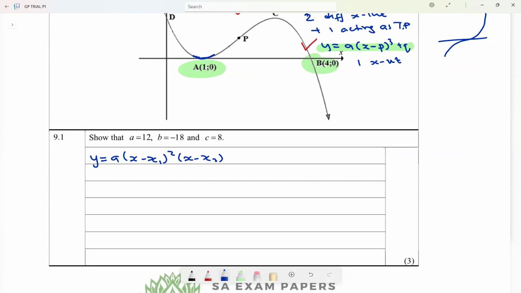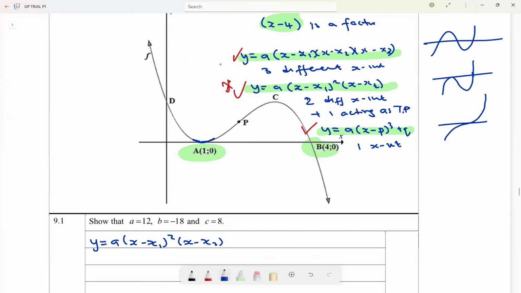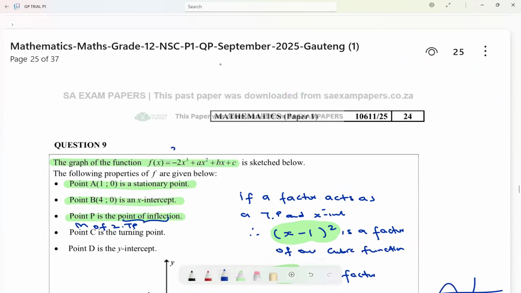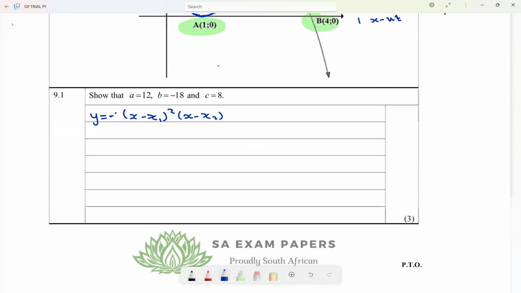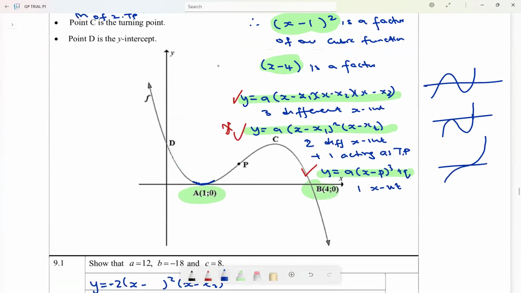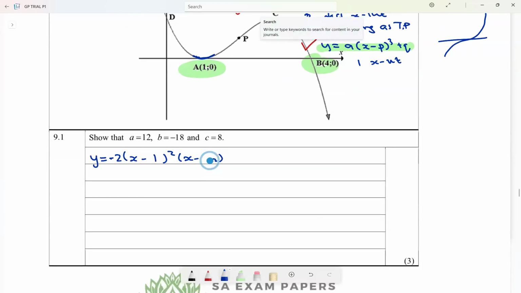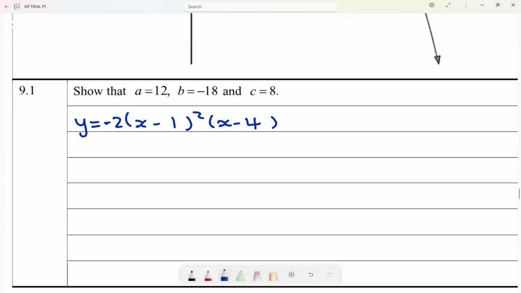By the way, we know what is the value of a. This a, I'm not referring to the a here. I'm referring to this a here: ax cubed plus bx squared plus cx plus d. So the a is negative 2. So I can substitute a is negative 2. And then the factor that repeats itself, which one is it? This one, x minus 1. So it is the one that repeats itself twice. And then the other factor is just x minus 4.